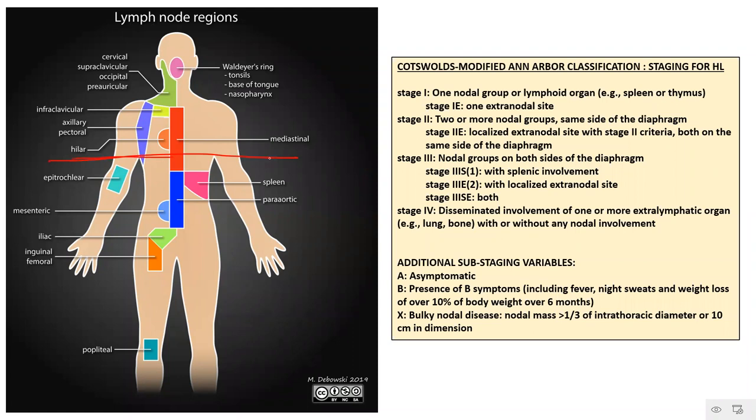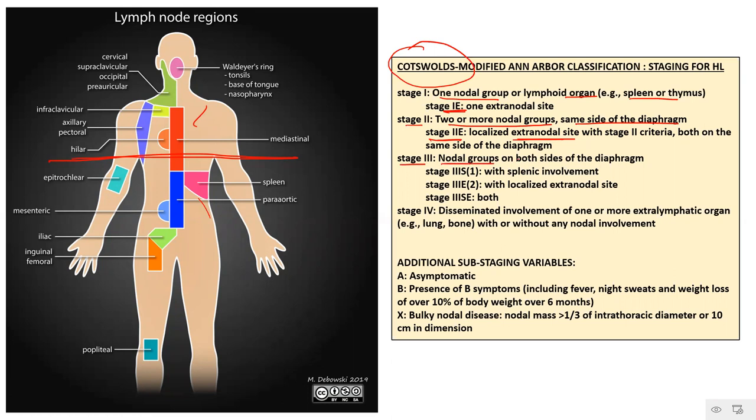So let's divide these lymph nodes over here into the supradiaphragmatic and the infradiaphragmatic nodes. The staging system utilized for Hodgkin lymphoma is basically a variation on the original Ann Arbor classification, called the Cotswolds modification. Stage one would be involvement of a single lymph nodal region or a single lymphoid organ, for example, the spleen or the thymus. If there is an extranodal extension in the stage one category, this would fall into stage 1E. Stage two would be involvement of two or more nodal groups, again on the same side of the diaphragm. It should not spread across the diaphragm onto the other side. Stage 2E would be a localized extranodal extension from beyond the nodes.